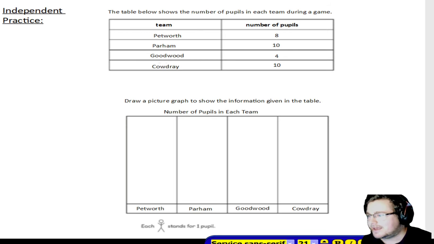Okay, great. Moving on. So this is the activity you are going to do by yourself. So this table below shows the number of pupils in each team during a game. So Petworth have got 8 pupils. Parham have got 10. Goodwood have got 4. Cowdray have also got 10. So now there's a picture graph down here. Oh, but look closely here for it to make sense. Okay, so that's one thing to fill in.